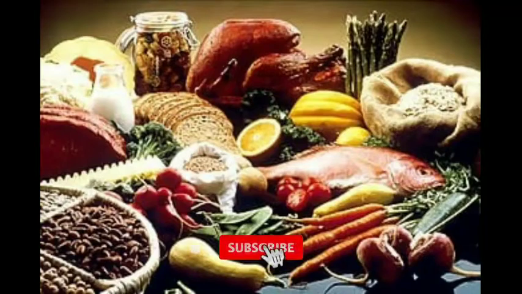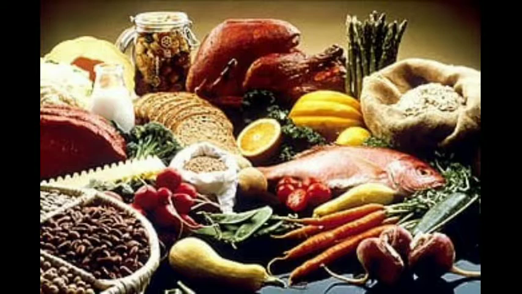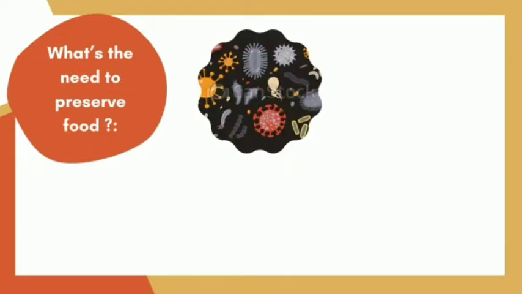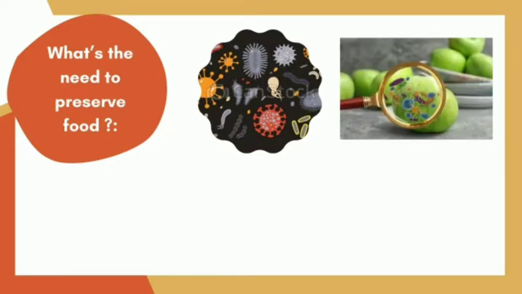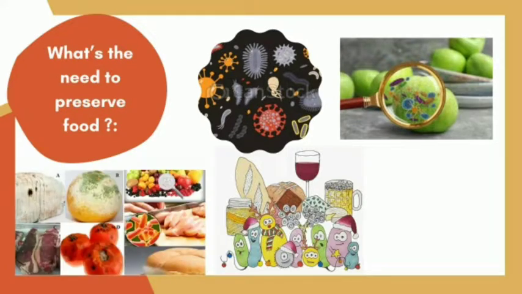This field also has many subfields like food preservation, food spoilage, food infection and intoxication, and food fermentations. What is the need to preserve food? Well, it's an established fact that microbes are present everywhere, and environment, microbes and humans are always connected. When microbes come into contact with food, they start utilizing the food for their own growth and multiplication. This activity may render the food unfit for human consumption and is termed food spoilage.